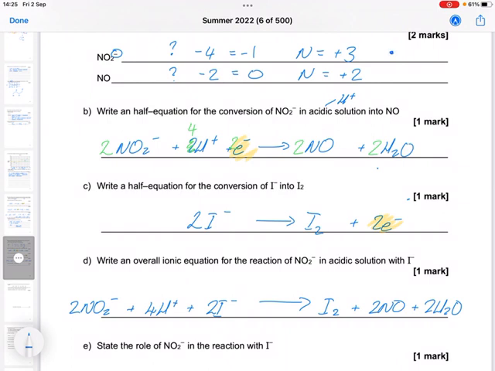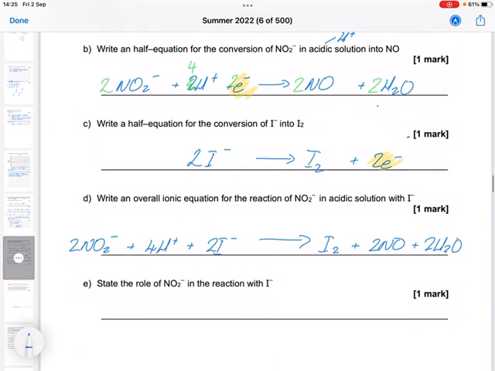So the role of NO2 minus in the reaction, so we can get this from here. If we look at what is happening here, the oxidation state is reducing, which means that the nitrogen in the NO2 minus is itself reducing. So if it is itself reducing, that means that it must be an oxidizing agent.